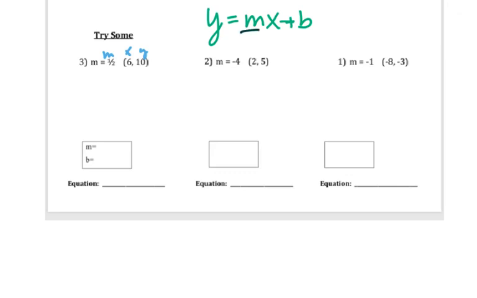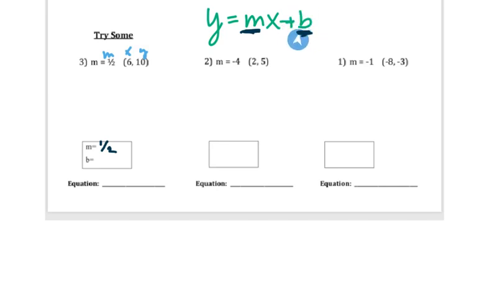In this equation, the m and the b are what are most important. So in this one here, I already know the m. The m is a 1/2. It says that. But none of these numbers are labeled b. So I need to solve for b.